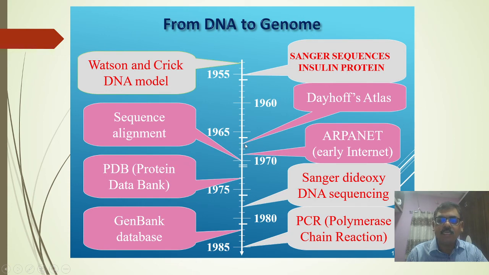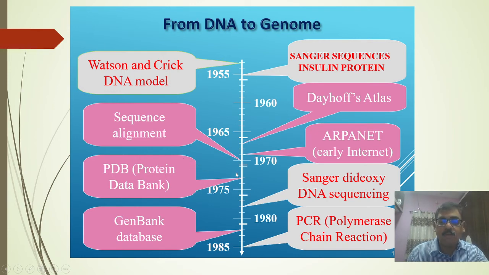Then in 1967, Dayhoff, in 1972, gave the Atlas. Then the ARPANET, the early internet, came in the 1970s, which helped with sequence alignment. Then the PDB, the Protein Data Bank, was developed.